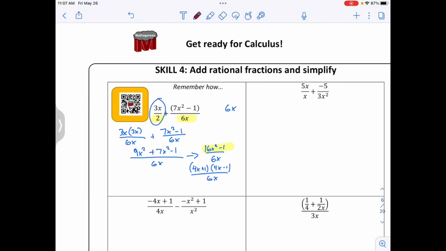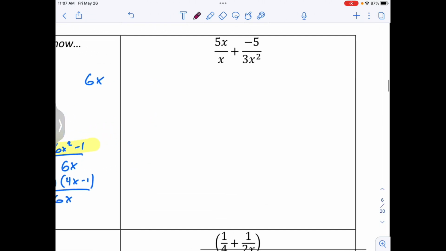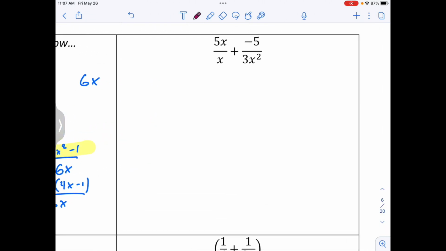Let's look at skill 4, add rational fractions and simplify. And we've already done the remember how. Here's the rest of the page. So we need a common denominator between x and 3x squared. The common denominator out of that hidden 1 and that 3 would be 3, and x squared is x squared.